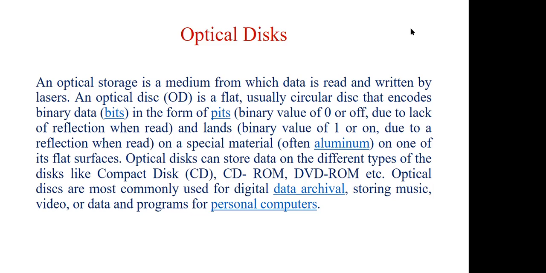Bits is 0 or off, and lands is binary value of 1 or on due to reflection when read. So that's how we make our compact disc. These optical discs, the compact CD discs, use the concept of a laser beam by which we can store some data on the disc. You see here I have put binary value of 0 or off and binary value of 1 or on.